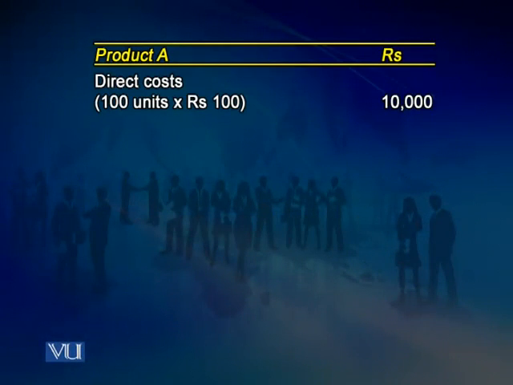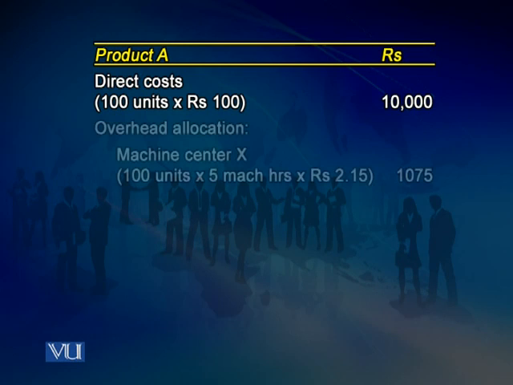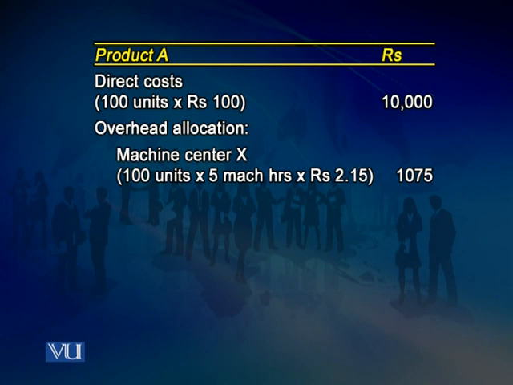Product A, direct costs we were told was 100 per unit. So for 100 units, it is 10,000. Overhead allocation in machine X, we had 5 hours. And the overhead recovery rate, if you remember, as calculated earlier, was rupees 2.15 for machine center X. So 100 units requiring 5 hours per unit and an overhead rate of 2.15 gives 1,075 as the overhead allocation cost to product A from machine center X.